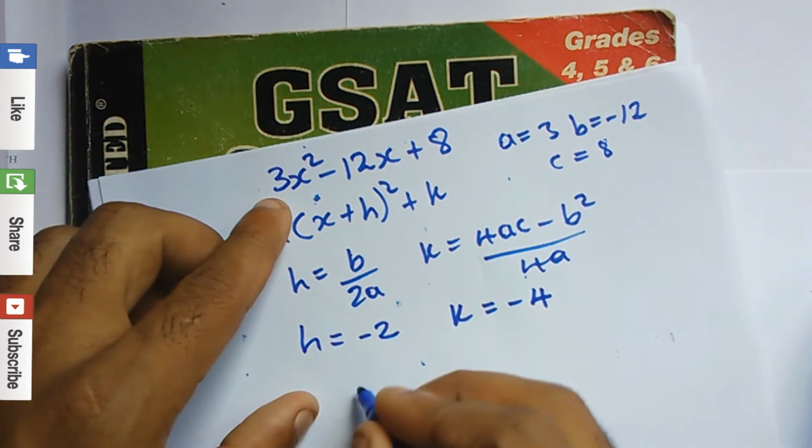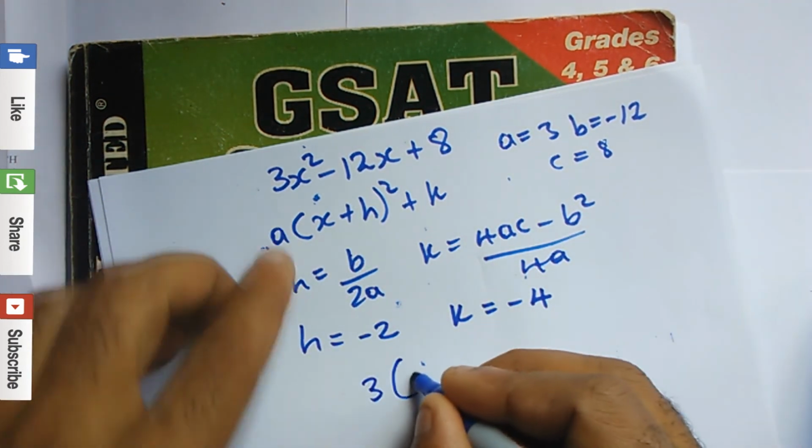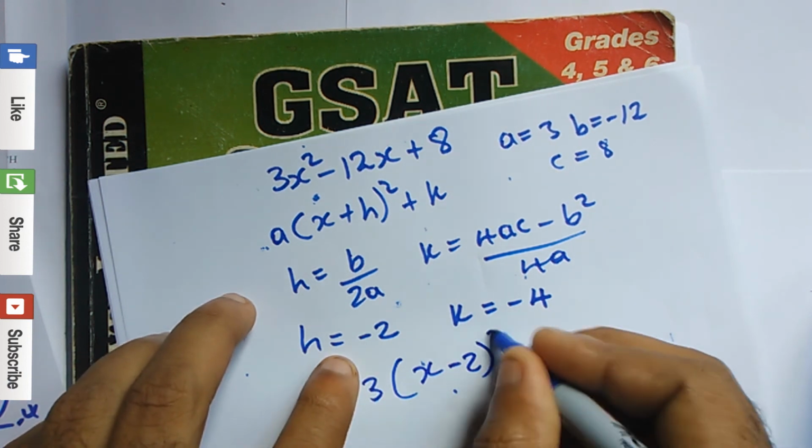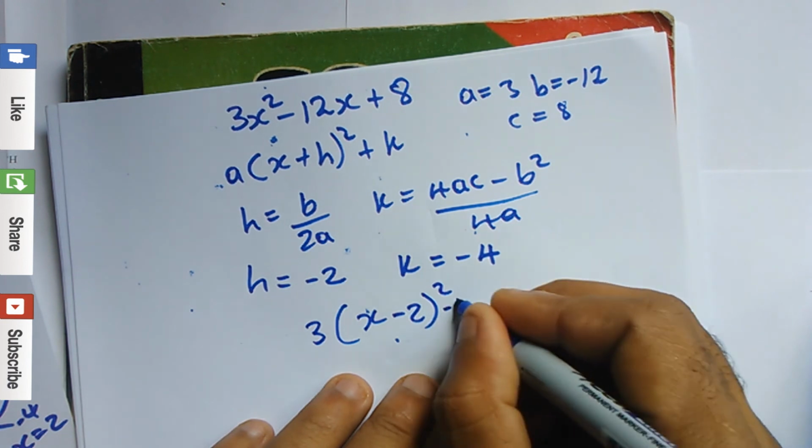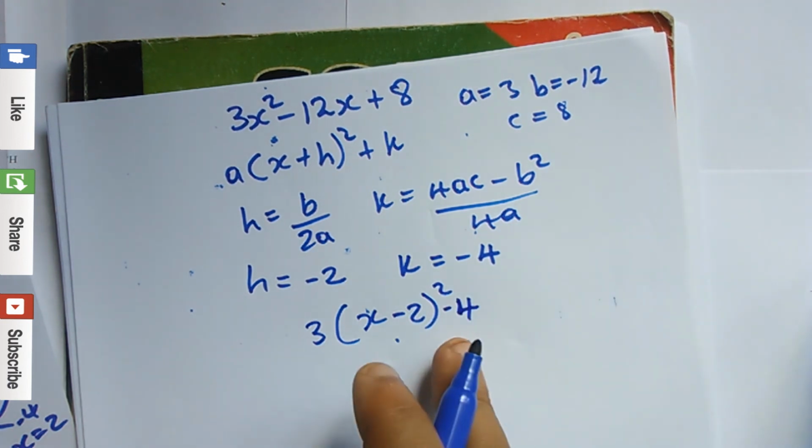So we know that a is 3. So we would have 3 bracket x minus 2 all squared plus k. But remember, k is what? K is negative 4. So this would be our answer.